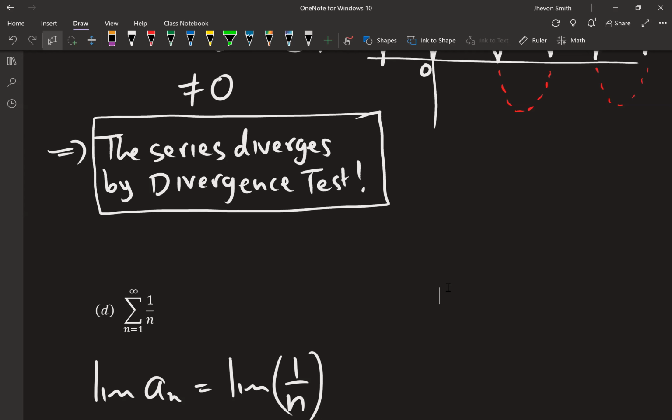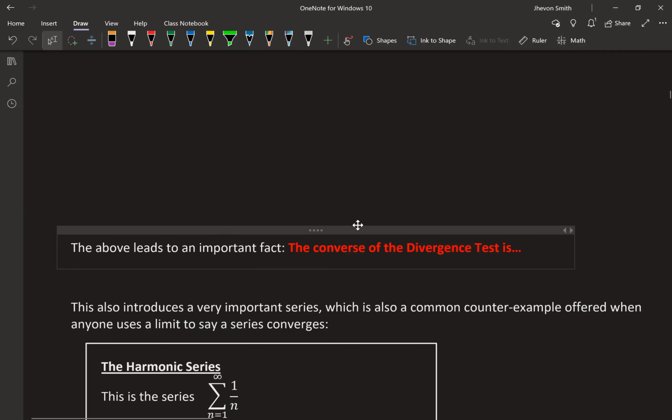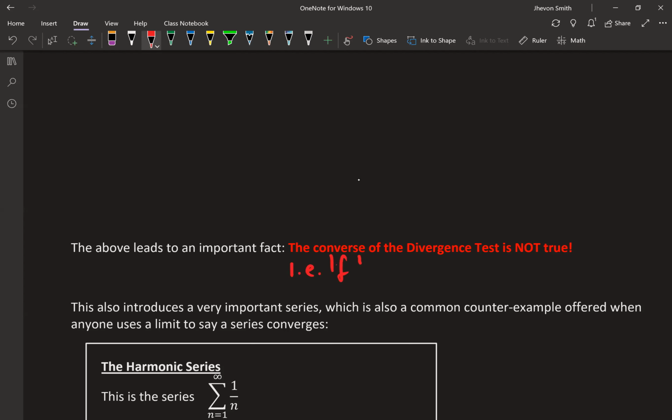So remember how in yesterday's class, someone mentioned something about a harmonic sequence. There is no such thing like that. What there is is a series. There's a harmonic series. And so, yeah, this leads to an important fact. The converse of the divergence test is not true. Meaning, if the limit is 0, it does not tell you anything. I.e., if limit of an equals 0, it gives no info in general.